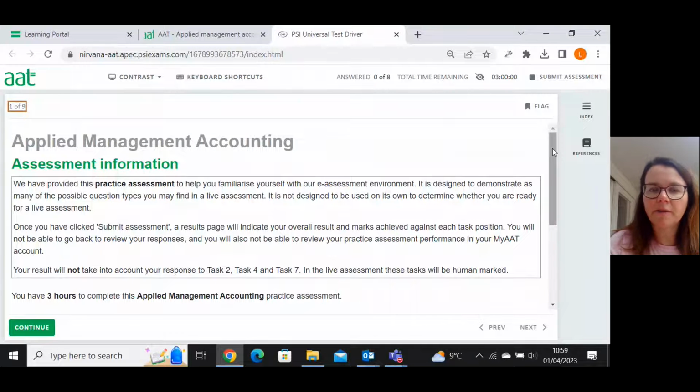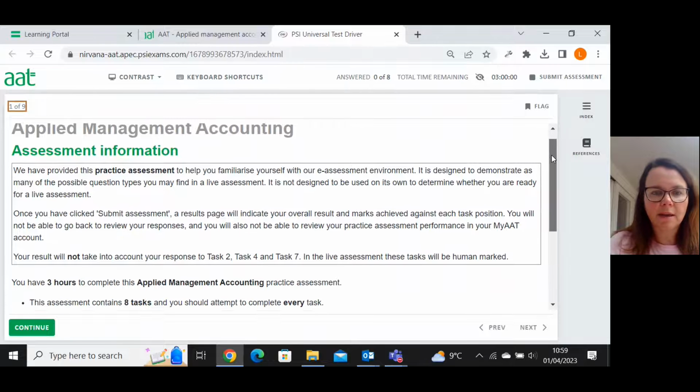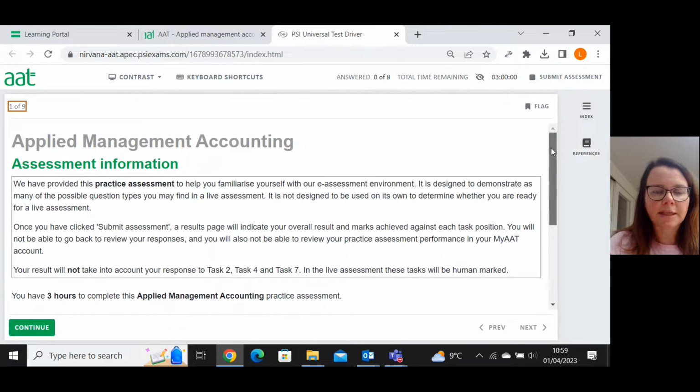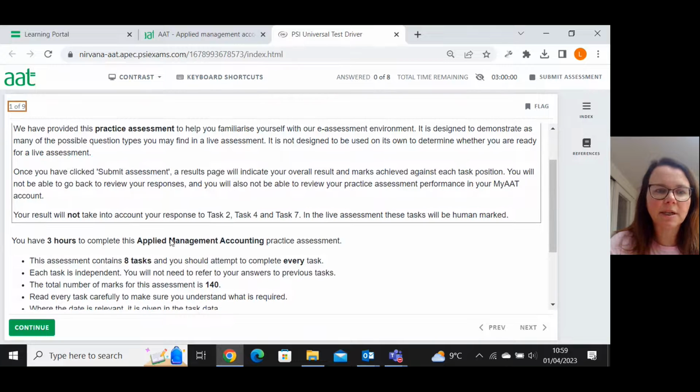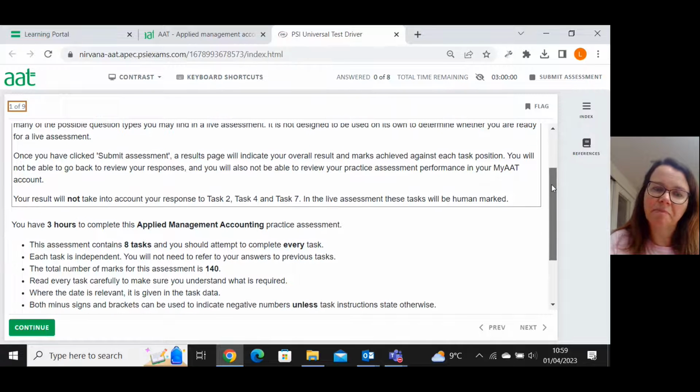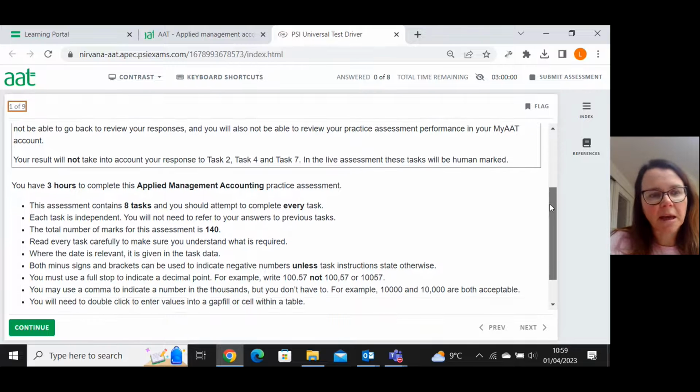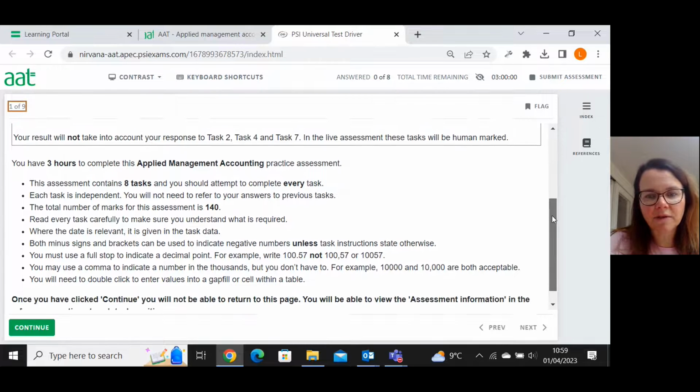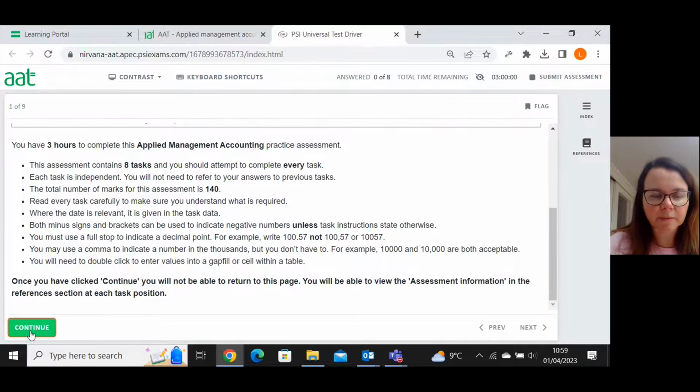Okay, so here we have the new way it will look. This is the mock on the AAT sample assessment. Notice it will not take into account answers to task 2, 4 and 7. These are the only tasks where you're going to get written answers required in the live assessment. It's a 3-hour exam. I think that's very generous, to be honest. But see what you think.